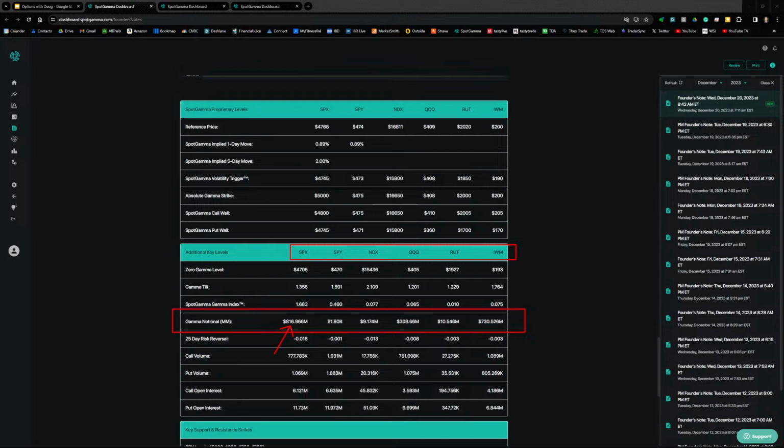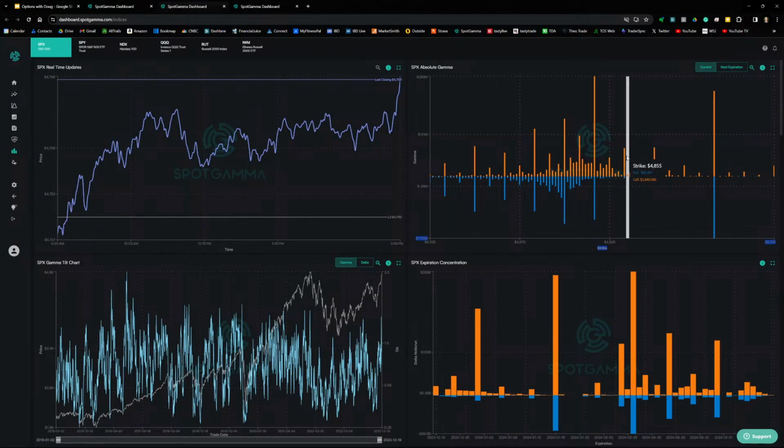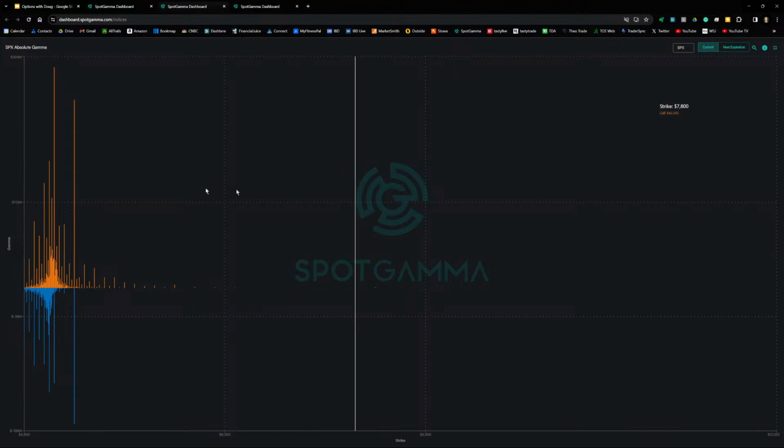All right, I'm going to skip the Vanna model. It is the same every day in a positive gamma environment. Really nothing to see there, not much of a Vanna tailwind or headwind. But I do want to take a look at the absolute gamma strikes. Let's go to SPX. Zoom in on this chart.